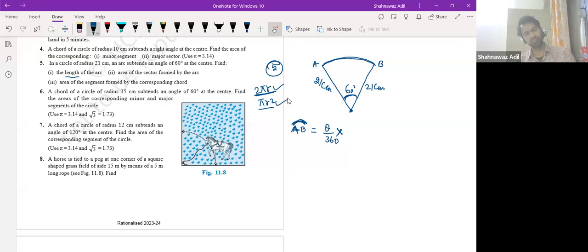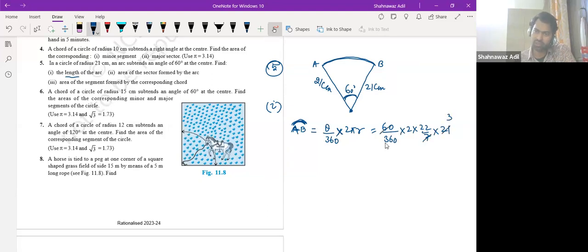Pi r square is the area, and 2 pi r is the length. So in here, this would be 2 pi r, right? Whenever you are calculating the length, that would be 2 pi r. Yes, good. Okay, so this is the first question. Theta is 60 and 2 pi r with r as 21. So 3, 6, 2, so 22 centimeter. So this arc length is 22 centimeter.